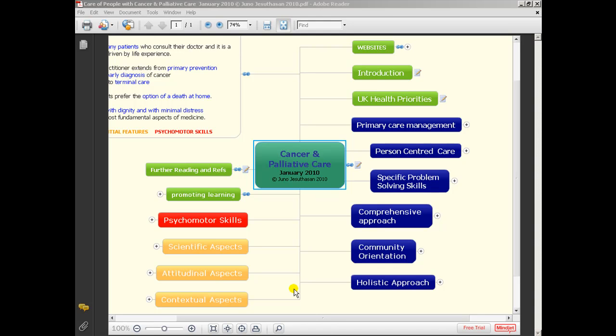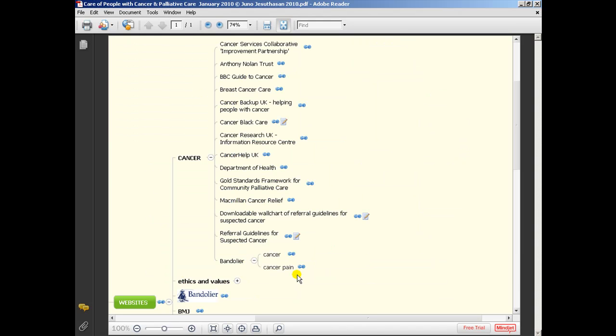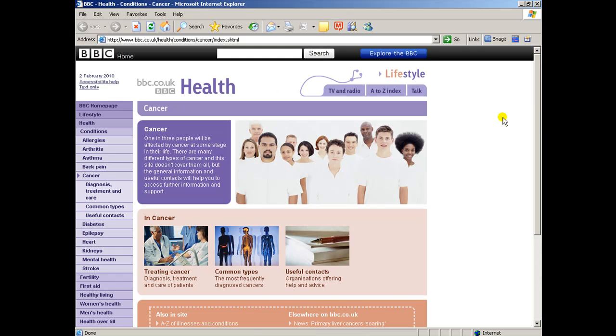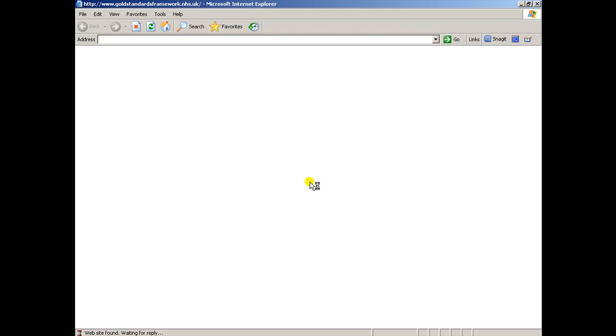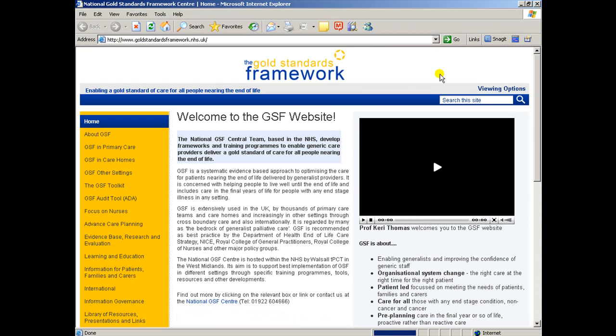Okay, 5 minutes on cancer and palliative care, just to get a flavour of this particular mind map. As usual, a mixture of resources from basic ones but useful for both doctors and patients, such as the BBC Cancer website, more specific ones such as the Gold Standards Framework website.